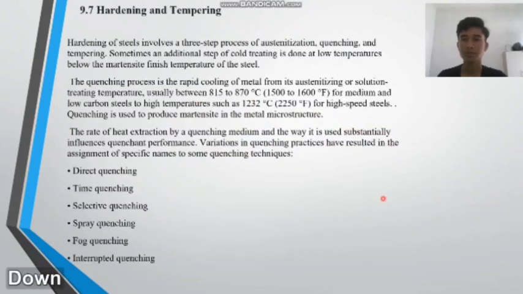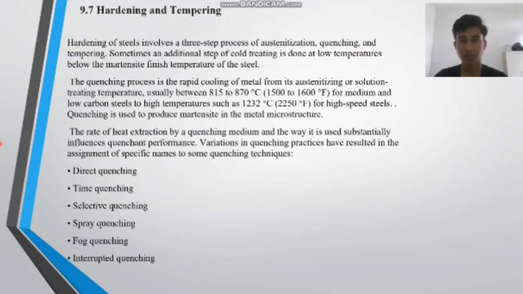Next, 9.7 hardening and tempering. Hardening of steel involves a three-step process of austenitization, quenching, and tempering.